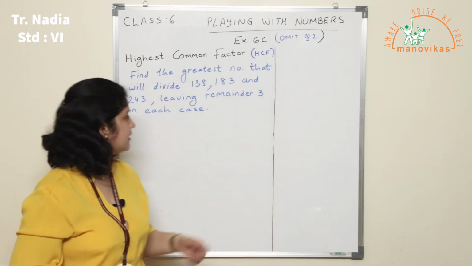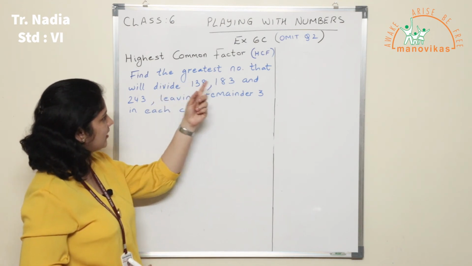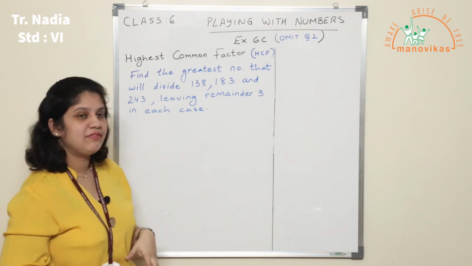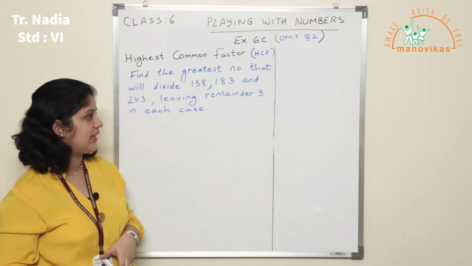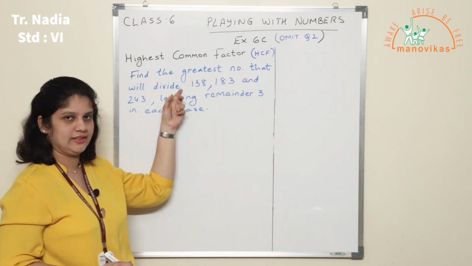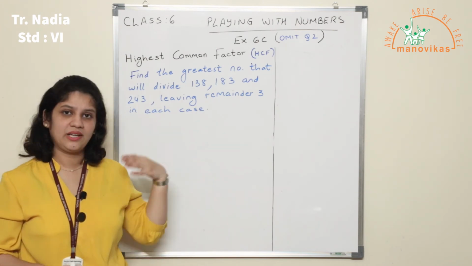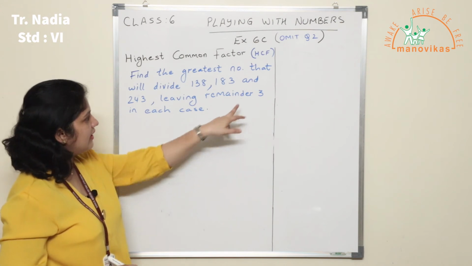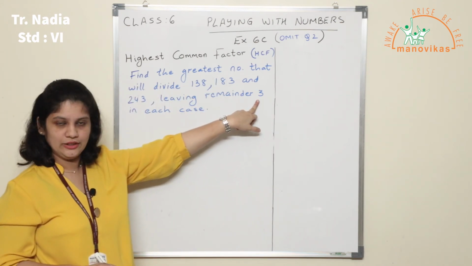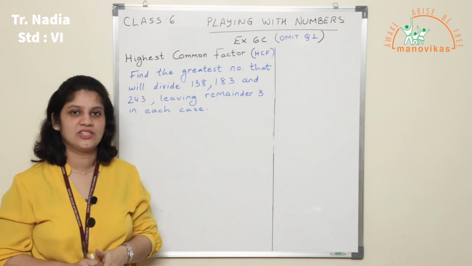Okay, so here we have a similar sum. Find the greatest number that will divide 138, 183 and 243, leaving remainder 3 in each case. Now when they are saying find the greatest number that will divide, obviously they are asking you to find the HCF of these 3 numbers. But there is one more condition here, that every time you divide it by the greatest number, you should get a remainder 3. So the number shouldn't be completely divided. There should be a remainder 3 which is left.